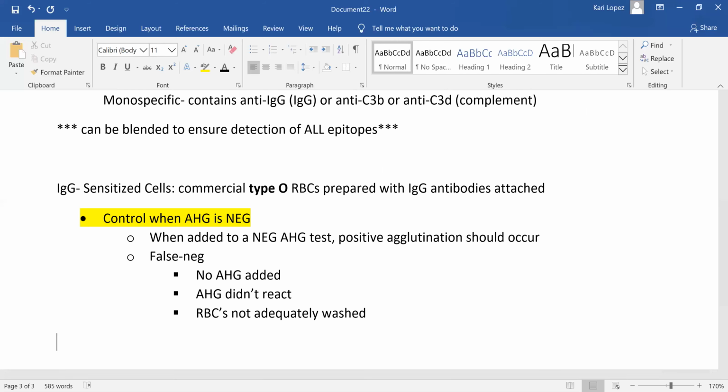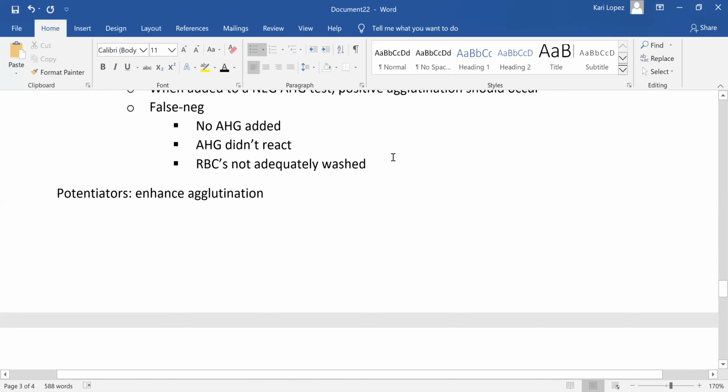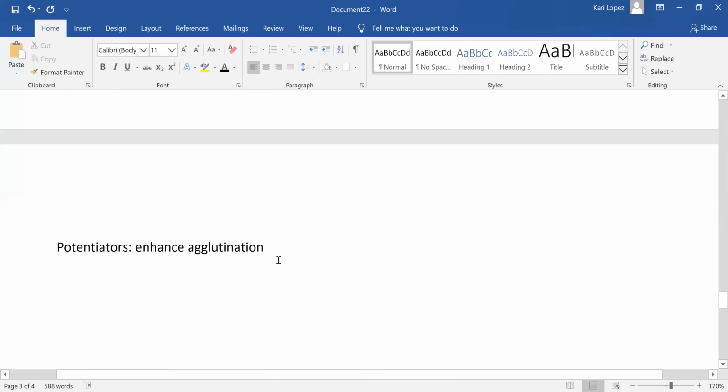And then we talked earlier about potentiators and that they enhance agglutination. So they enhance reaction, and there are a few different types of them. Since that dropped it down to a new page, I'm going to put them all on the new page. That way they're all together.